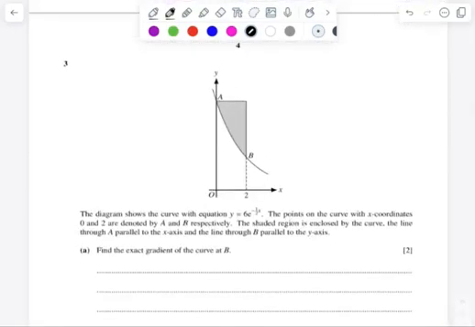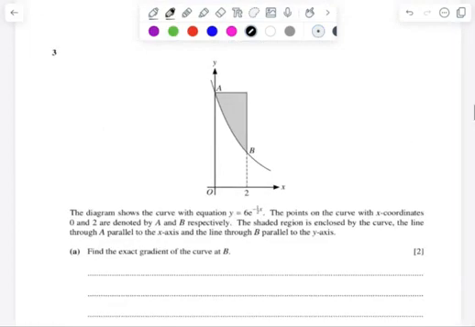Okay, let's jump over to question number 3. So this looks like it's going to be an integration question of some sort.